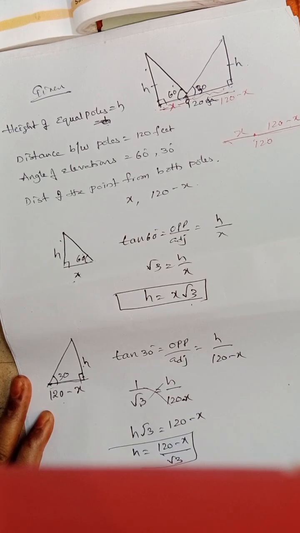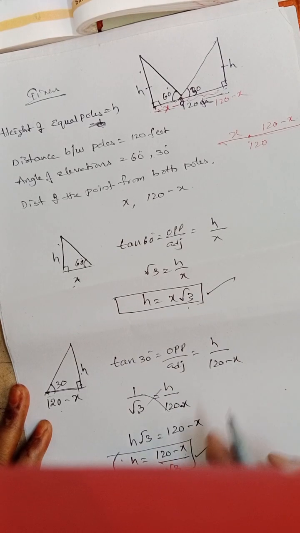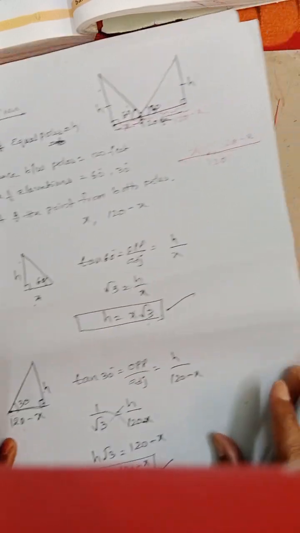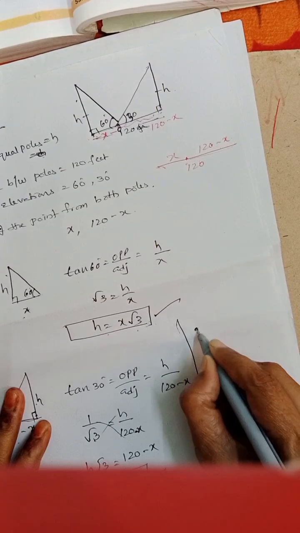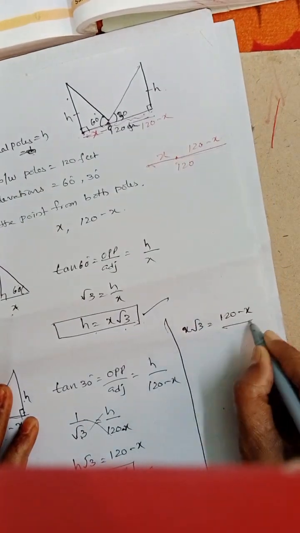So h we got it. Here also h is x root 3. Here h is (120 minus x) by root 3. So both h's represent the equal height of the poles, so we can equate both of them. Okay, let us equate them. So x root 3 equals (120 minus x) by root 3.